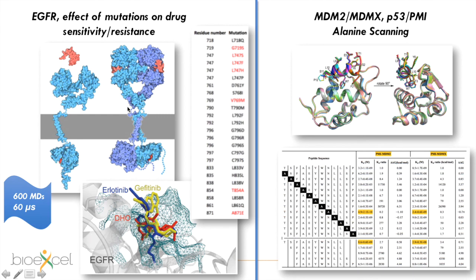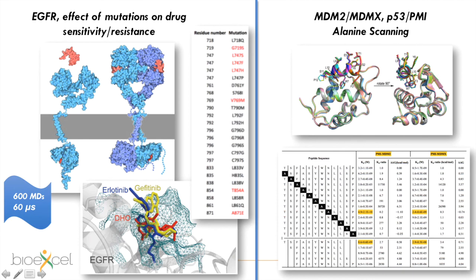The first project we are working on is EGFR, the intracellular tyrosine kinase domain. We are exploring the effect of mutations on drug sensitivity and resistance, with the goal of predicting the effect of different mutations on drug sensitivity or resistance. For that, we are exploring 24 different mutations and 5 different drugs, including erlotinib and gefitinib. We have more than 60 microseconds of accumulated equilibrium simulation time for that. We are using exactly the same workflows that you've seen in this presentation.